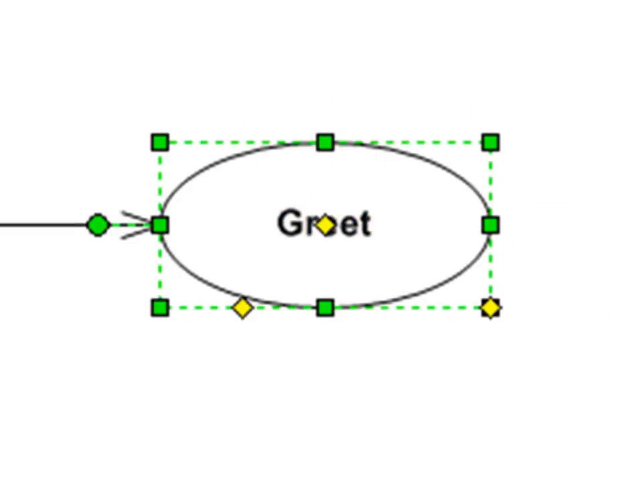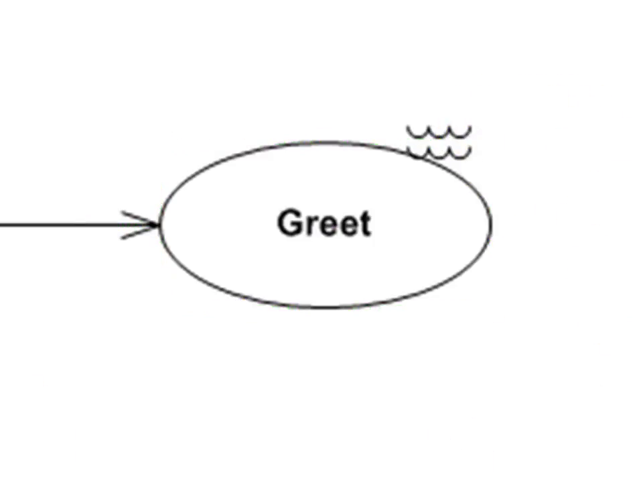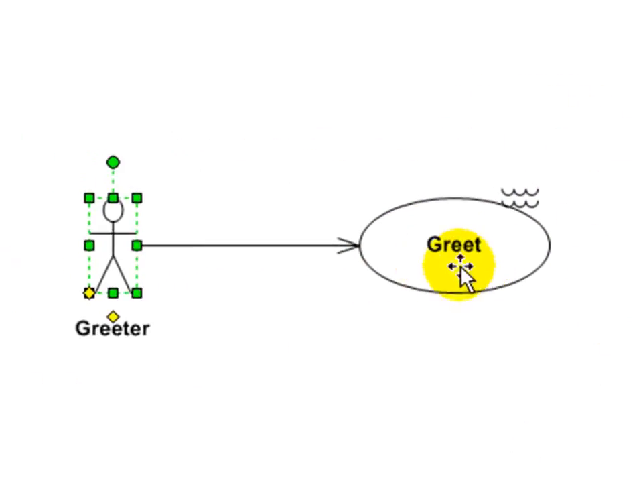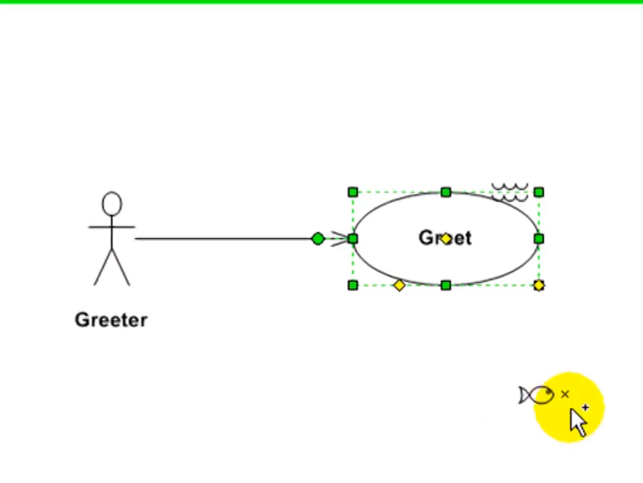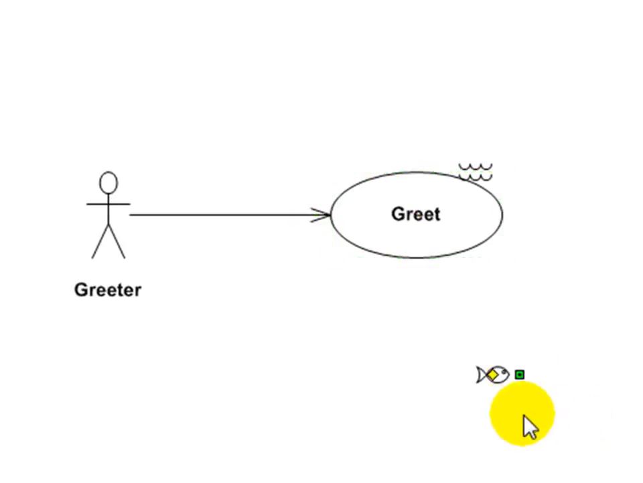Greeter is the actor, and greet is the use case. This is a C-level use case because this is what the actor is really trying to accomplish. That's the actor's job, is to greet. C-level use cases depend on other types of use cases in order to get them done. These are called fish-level use cases.